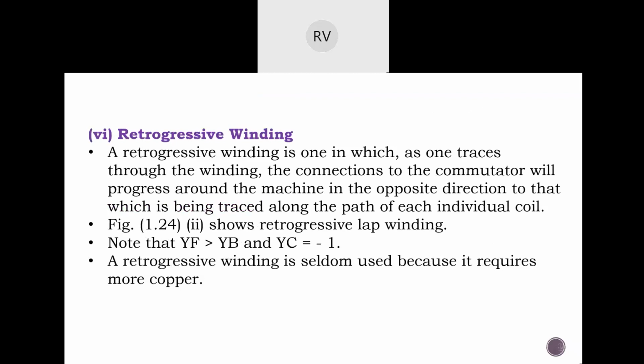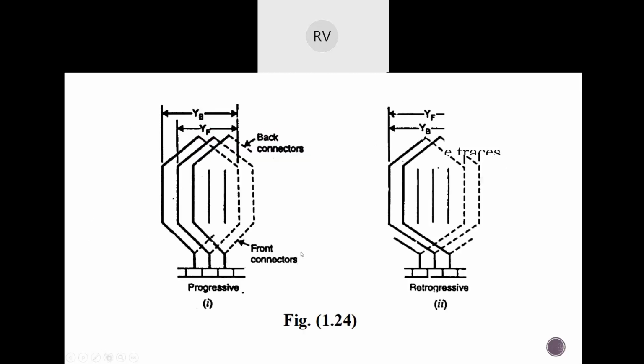There is another type of winding called a retrogressive winding. A retrogressive winding is one in which, as one traces through the winding, the connections to the commutator will progress around the machine in the opposite direction to which they are being traced along the path of each individual coil. So what happens here is, if you are moving from one coil to another coil, the commutator connections will be moving in the opposite direction.